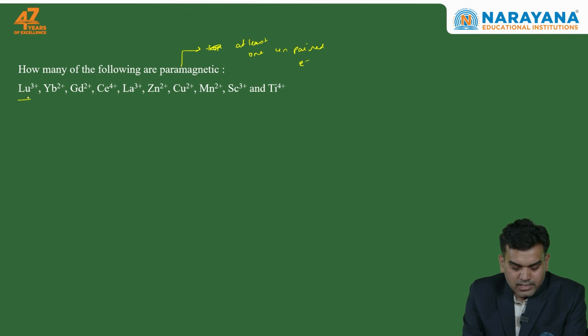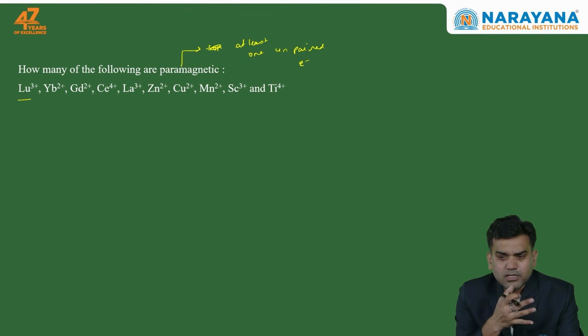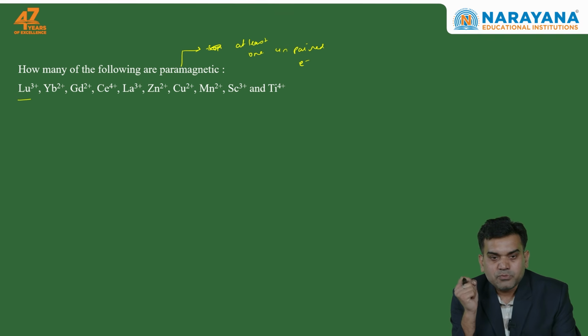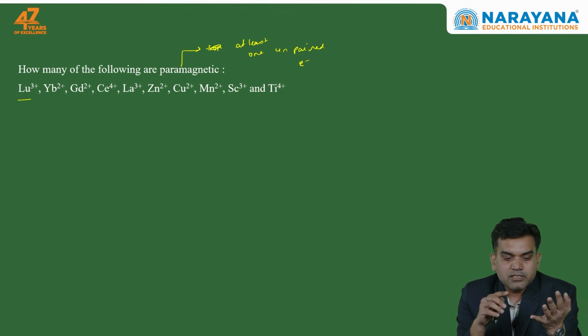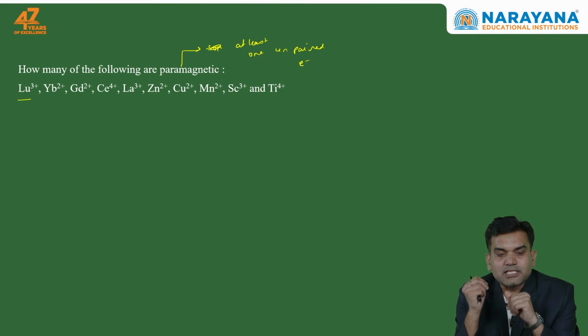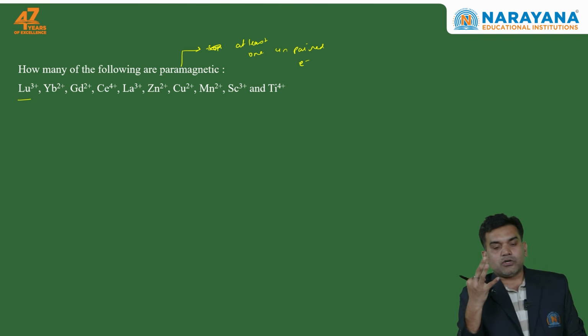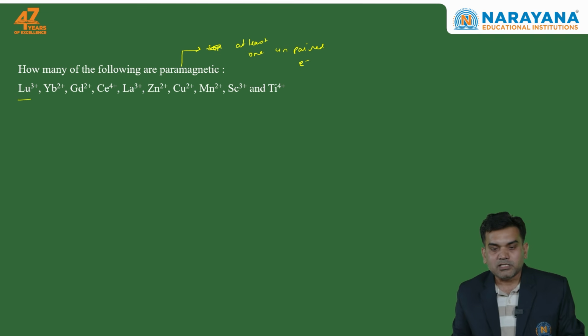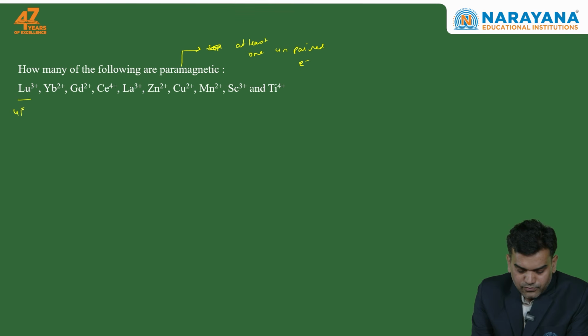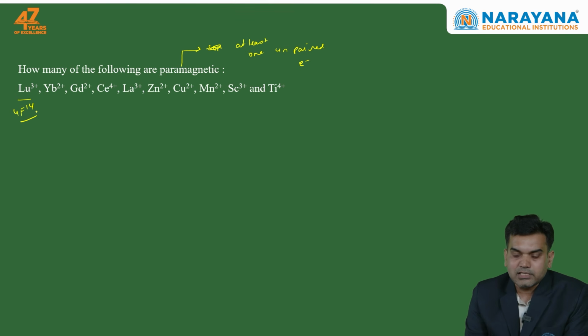So lutetium here is given in +3 state. We should know the electronic configurations of these ions. Lutetium is 4f14, 5d1, 6s2. If you remove the last 3 electrons, they will be removed from 5d and 6s orbitals. So the inner 4f orbitals are fully filled. So this has 4f14 electronic configuration, and all the orbitals are fully filled. So this is not paramagnetic, it is diamagnetic.